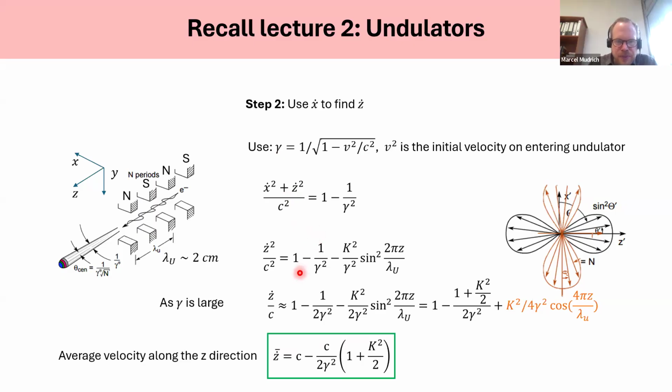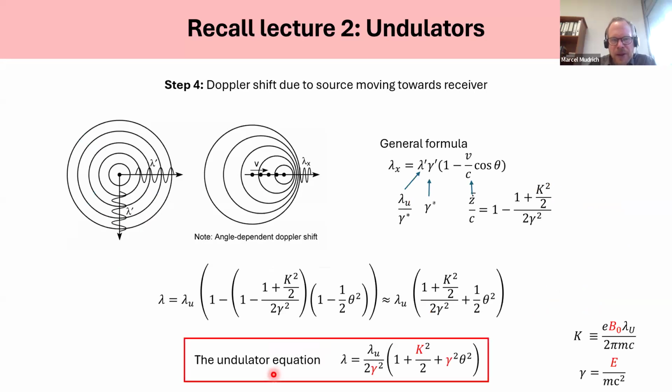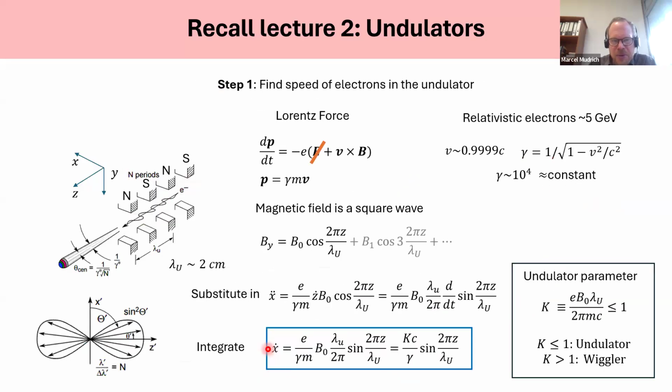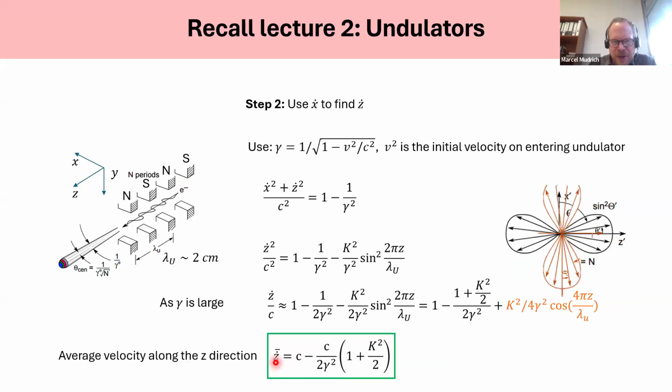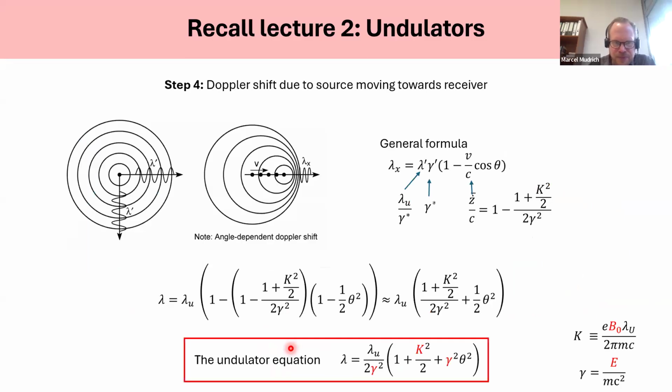And then, without repeating everything, in the end we got an expression for the average velocity along z, along the propagation direction of the electrons. So remember, we have a blue equation. The blue is the velocity along x. The green equation is the mean velocity along the electron beam.